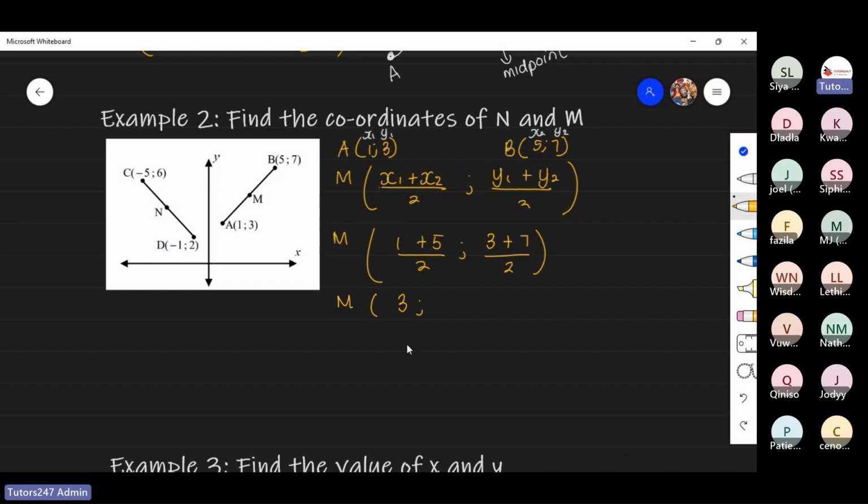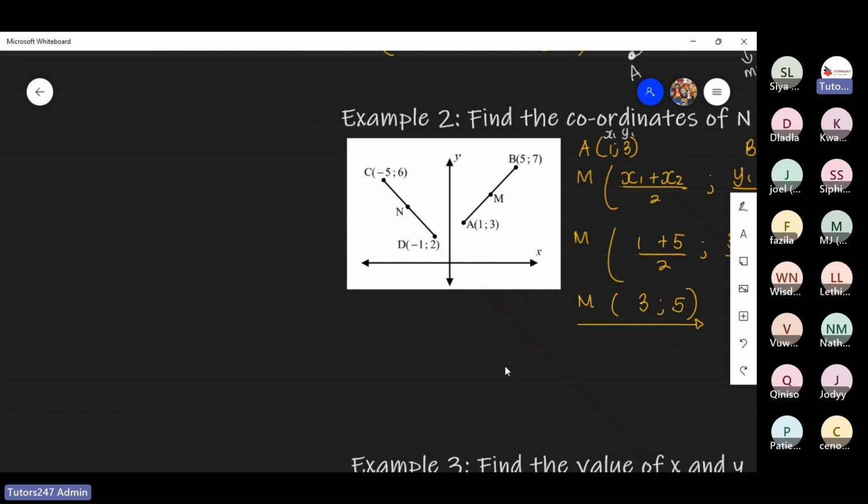Now, let's look at the y part. So in your calculator, open a fraction, put 3 plus 7. In your denominator position, put 2. Press the equal to sign, and that gives you 5. Therefore, the midpoint coordinates of M are 3 and 5. Now let us do the exact same thing, but this time we are looking for N, not M. Keep in mind that in this particular case, N represents the midpoint of the line CD.